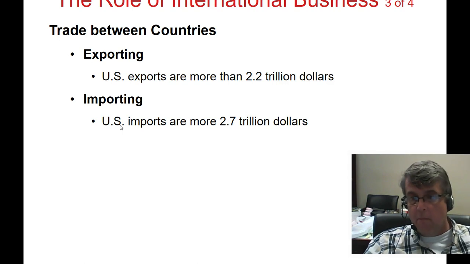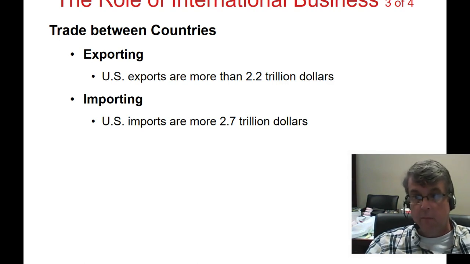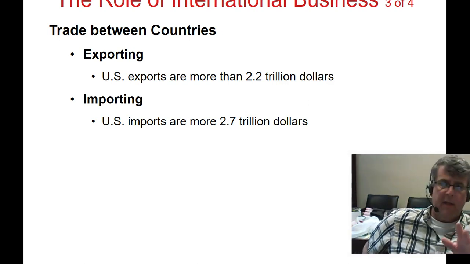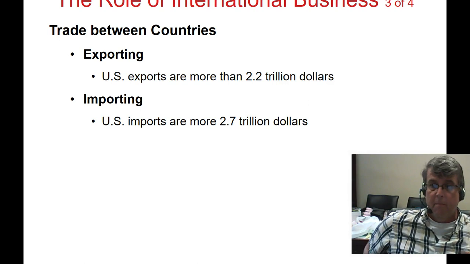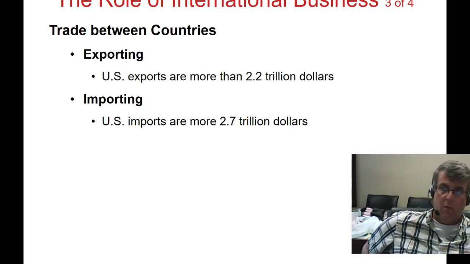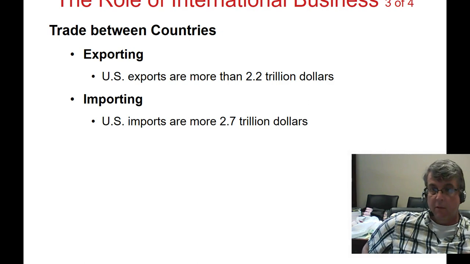We import more from the rest of the world than we sell to it. Here, we import about $2.7 trillion. A lot of that might be raw materials like oil and iron that we use to make cars and to fuel our homes. And if you watch TV and politicians, especially Donald Trump, a lot of them say this is a bad thing. This is a horrible thing that we get more from the rest of the world than we send back to them in terms of dollars.